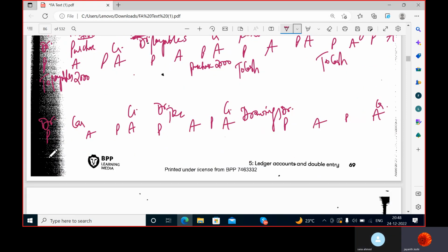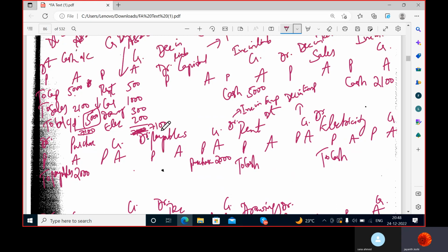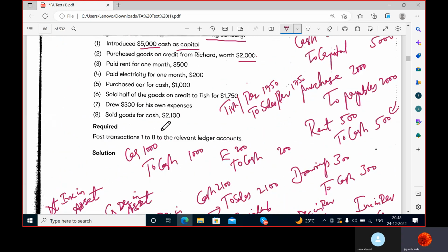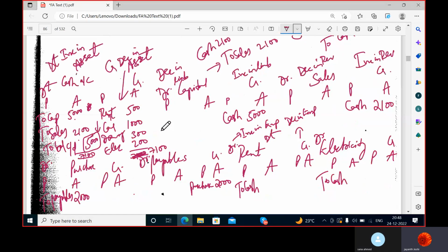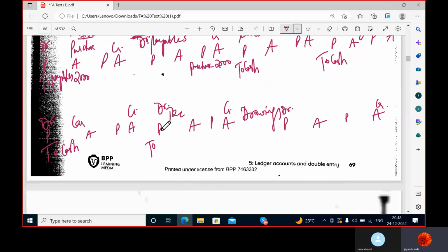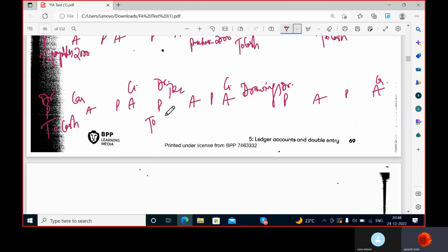There was an increase in asset, correct? So the car is debit, because it's an increase in asset. And receivables, also an increase in asset. So the entry is receivables to sales. Since the receivable is an asset, receivables is debited because it's an increase in asset.